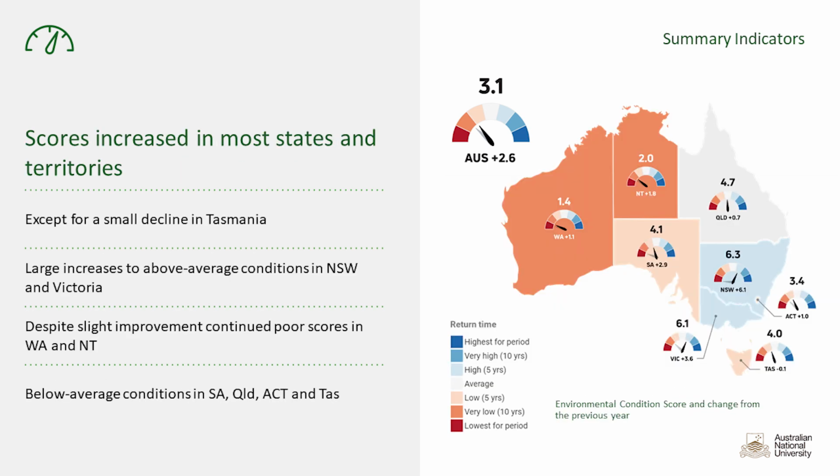Scores did increase in most states and territories. Except for a small decline in Tasmania, there were large increases to above average conditions in New South Wales and Victoria. And despite slight improvements, there were still poor scores in Western Australia and the Northern Territory. There were also still below average conditions in South Australia, Queensland, the ACT, and Tasmania.